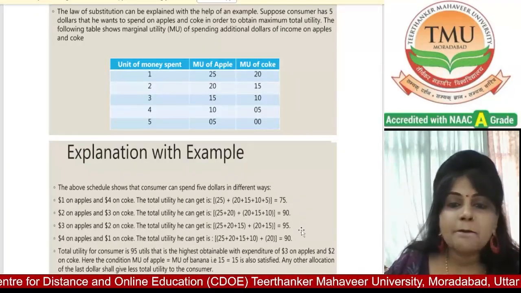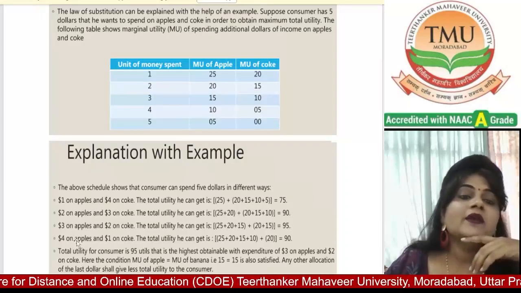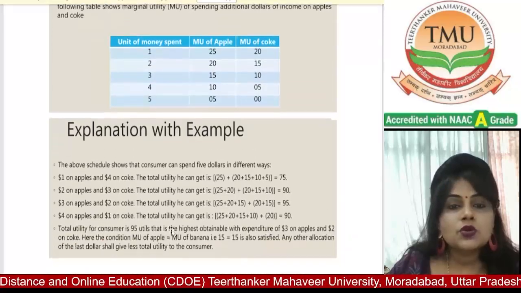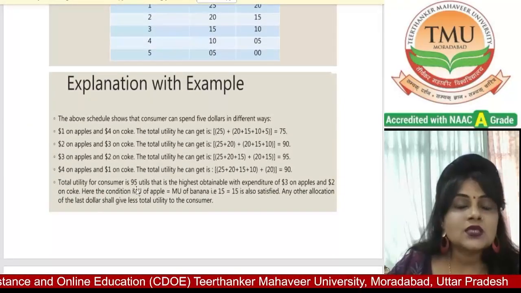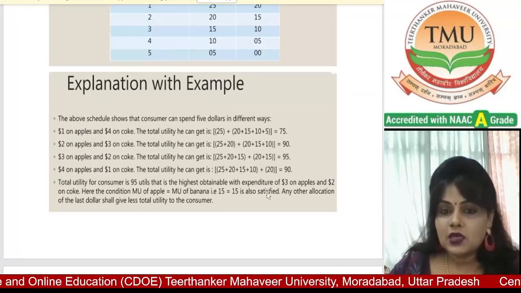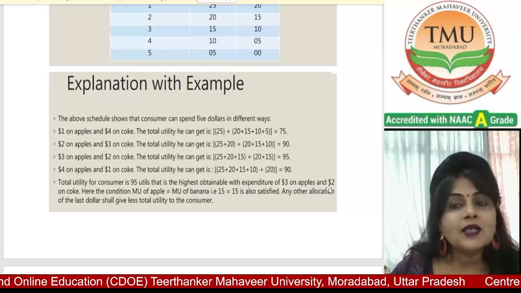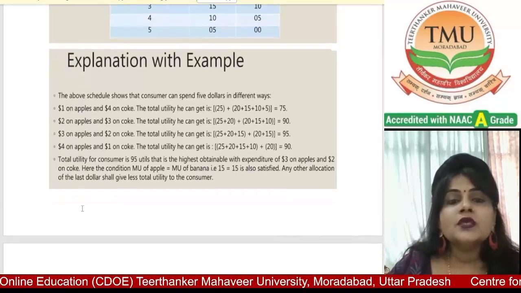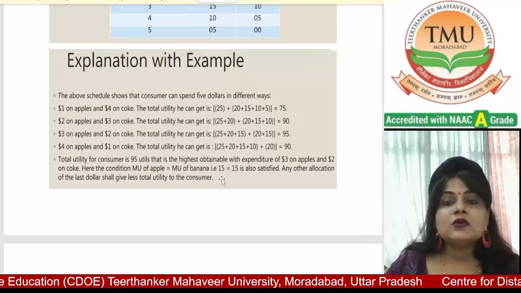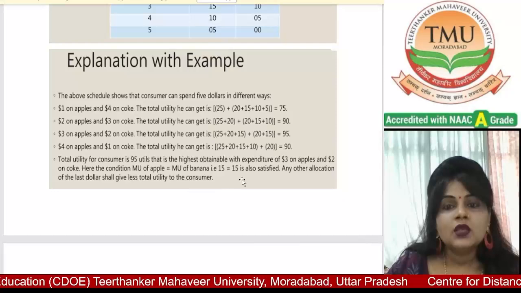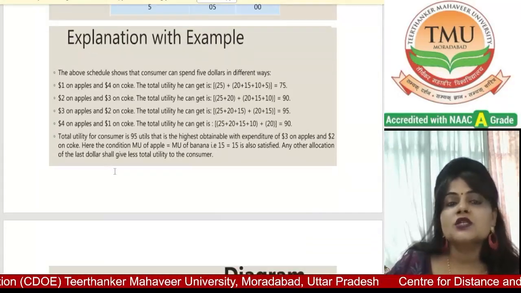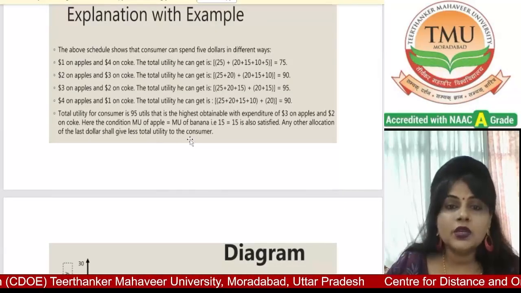Now this combination is the best combination, when he spent $3 on apples and $2 on coke. You see here the total utility for the consumption is 95 utils. That is the highest obtainable, with expenditure of $3 on apples and $2 on coke. Here is the condition: MU of apples is equal to MU of coke, 15 is equal to 15. So this is satisfied, and any other allocation of the last dollar shall give less total utility to the consumer.